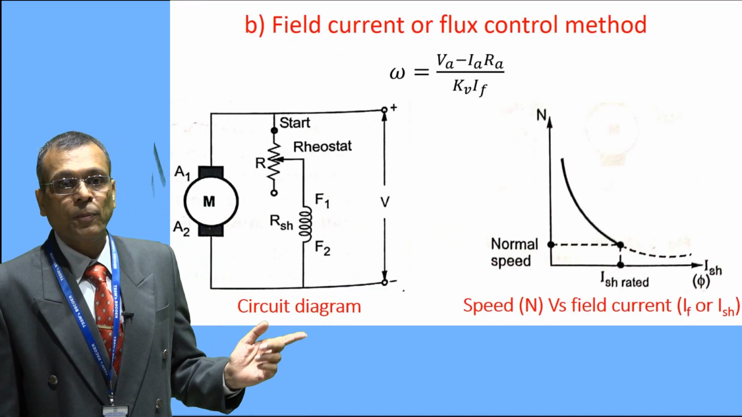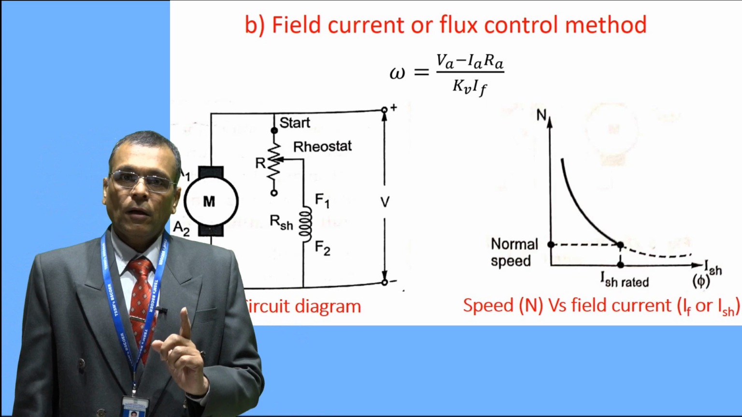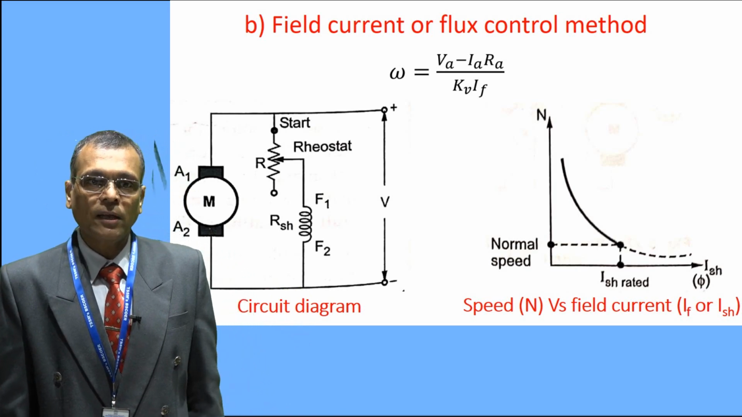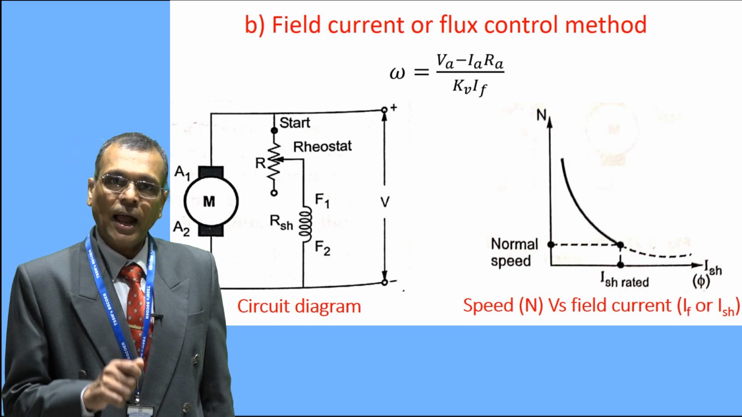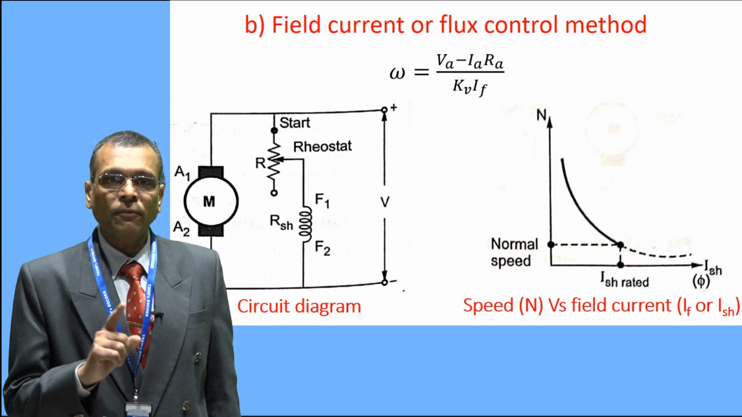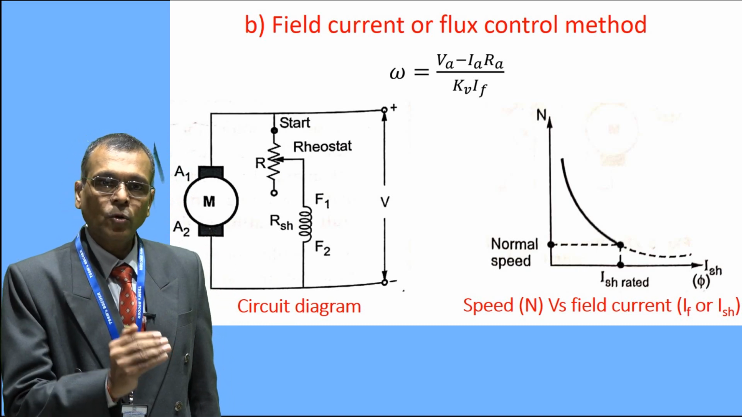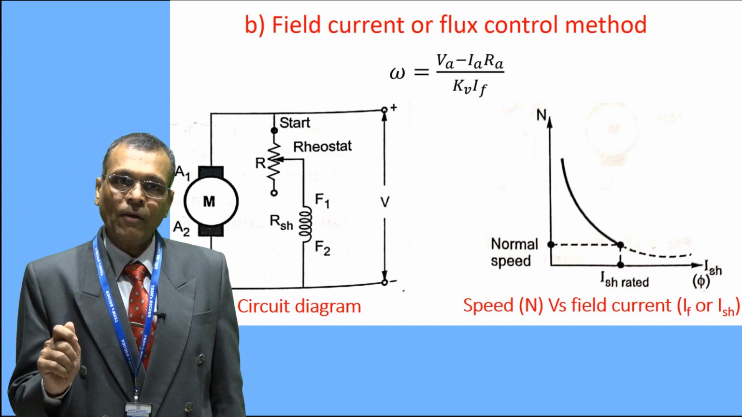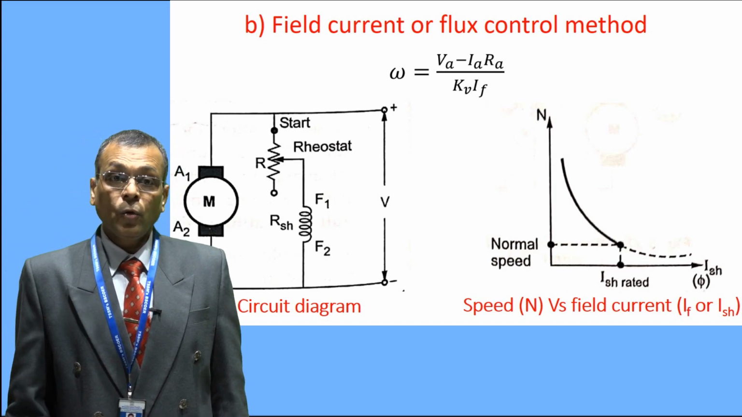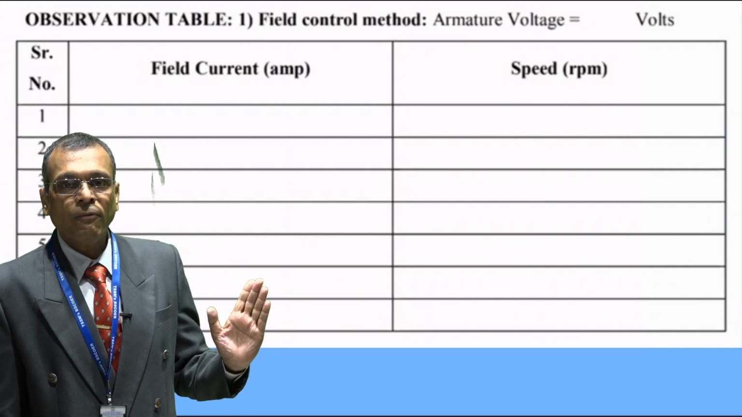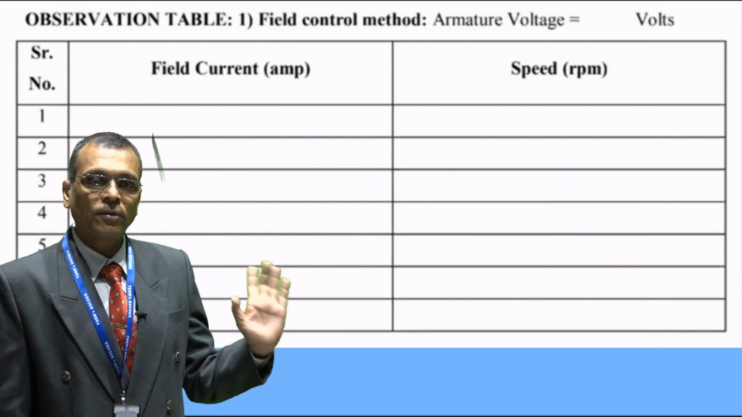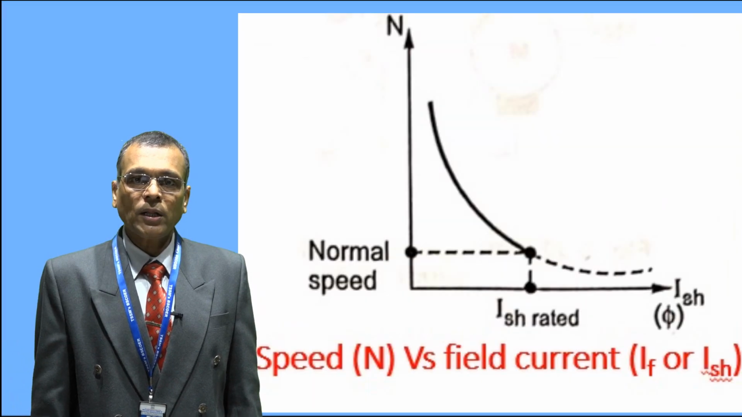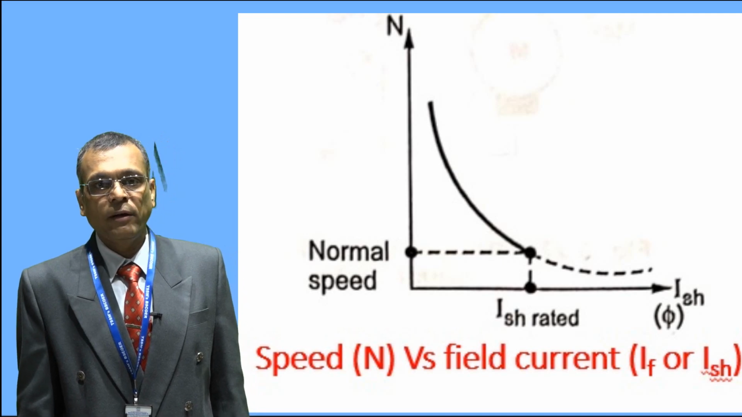In part B of the experiment, it is carried out by keeping the armature rheostat at a constant position to maintain the armature voltage at rated value and varying the field rheostat from minimum to maximum in order to vary the field current from its rated value to minimum. Note down the corresponding readings of field current and speed in the observation table at rated armature voltage. Finally, plot the graph of field current versus speed.